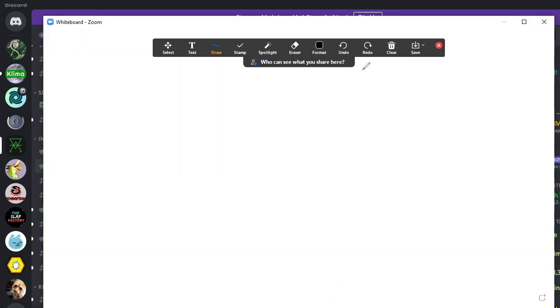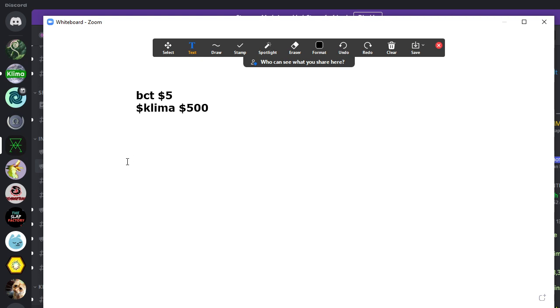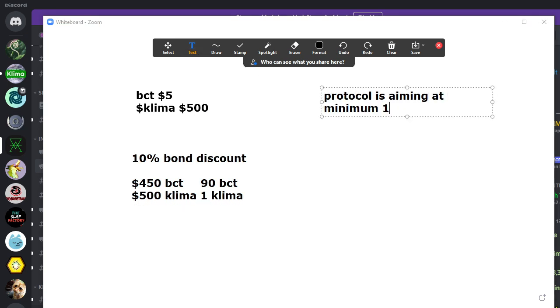One last thing I'm going to say about this is a good concept to know. The further apart the price of the backing and the price of Klima, let's say BCT has a backing of $5, and let's say Klima is $500, the bigger the difference between these two things, the more value gets added to the treasury when it's bonded. So in this instance, with a 10% bond discount, we're going to have to put in $450 worth of BCT to get $500 of Klima. If we think about quantity, that's 90 BCT, and this is one Klima at the prices I listed. So if the protocol is aiming at a minimum of 1 BCT per Klima, if we put in 90 BCT per Klima, that's going to bolster its backing. It's going to create that runway we talked about, and it's a good thing.